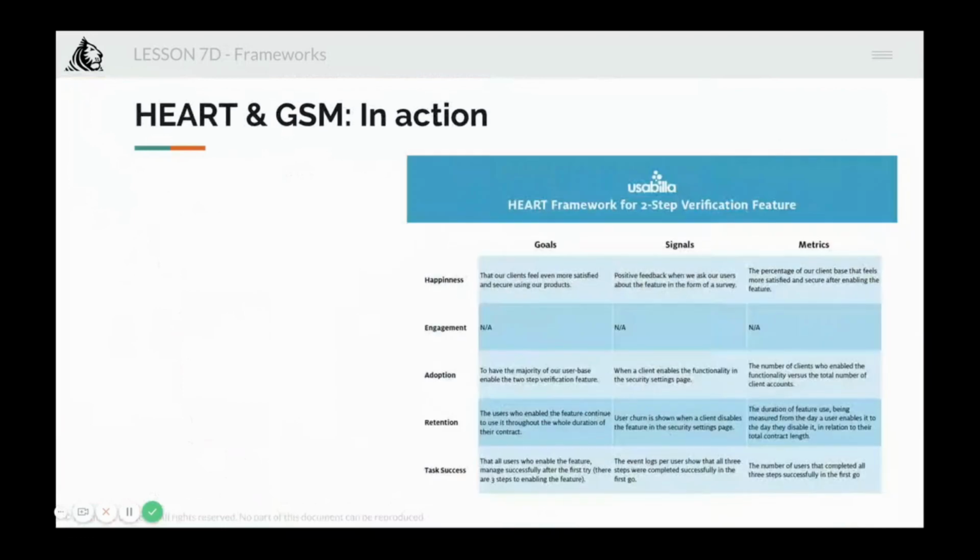There's another example that I would like to state here of happiness in HEART and GSM. The happiness goal, for example, for this product called Usabilla is that our clients feel even more satisfied and secure using our products. So what is the signal? Positive feedback when we ask our users about the feature in the form of a survey. The metric is the percentage of our client base that feels more satisfied and secure after enabling the feature. Engagement is maybe not required for this particular product, and so on.